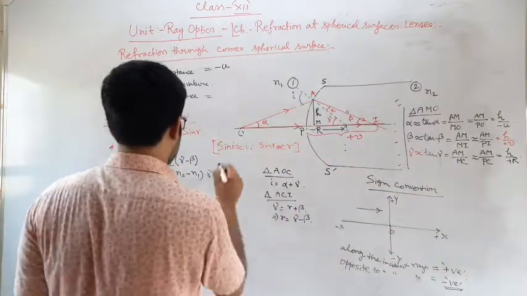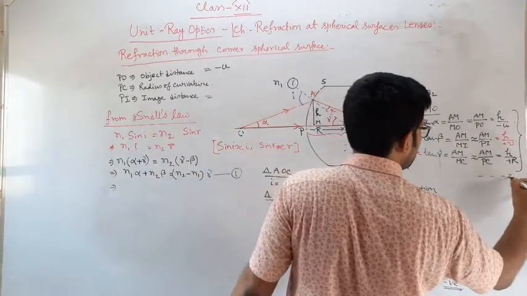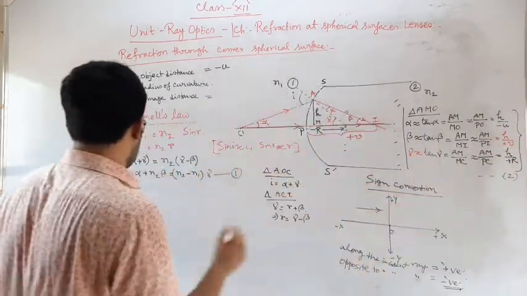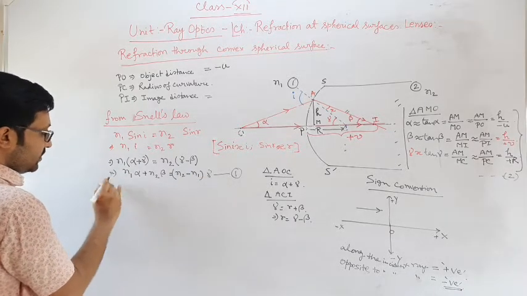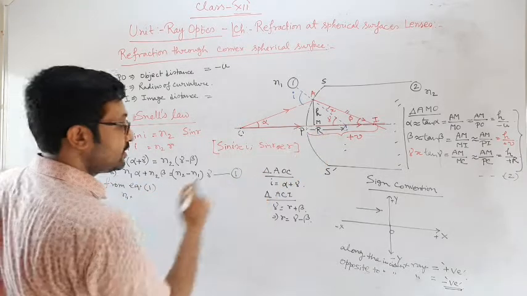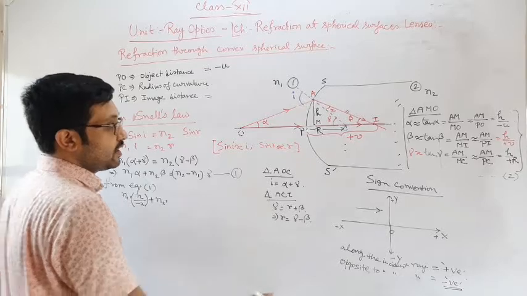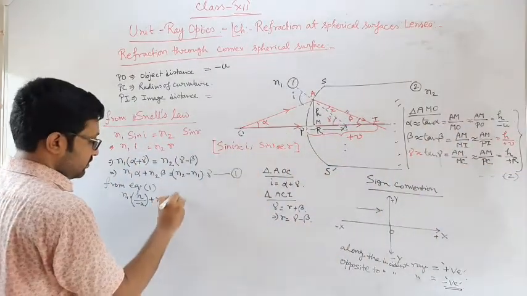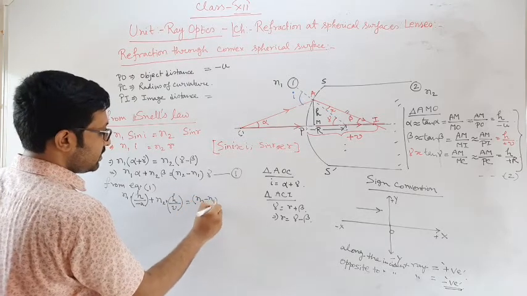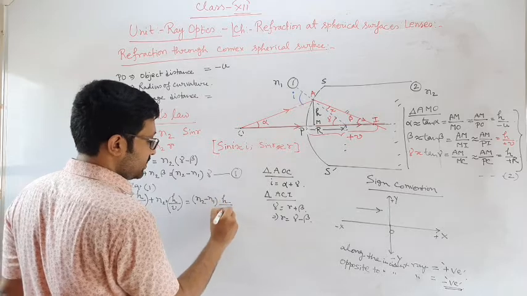So this you can put as equation number 1, and all these equations I can put as equation number 2: 2a, 2b, 2c. From equation 1, what can we write? N1 into alpha means H by minus U, plus N2 into beta, which is H by plus V, is equal to N2 minus N1 into gamma, which means H by plus R. Because R is also positive, it is along the incident ray.